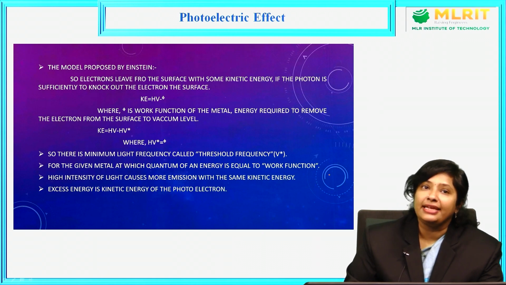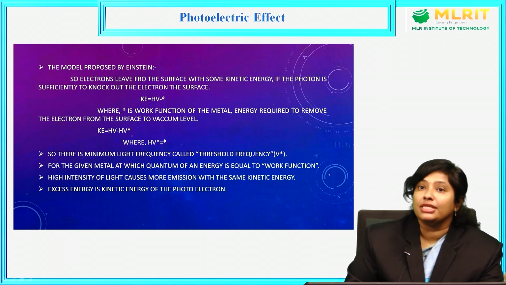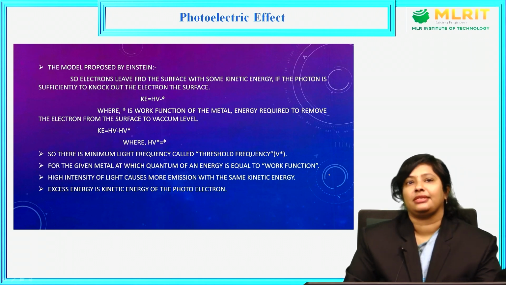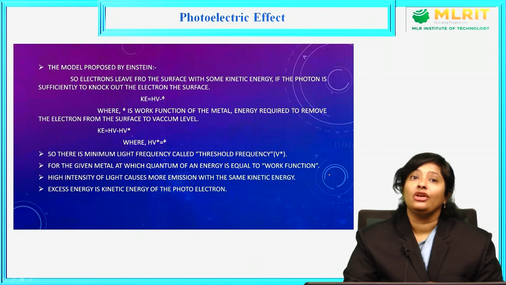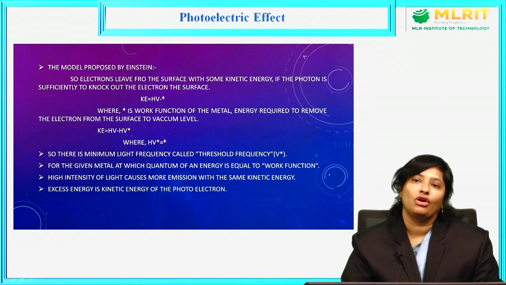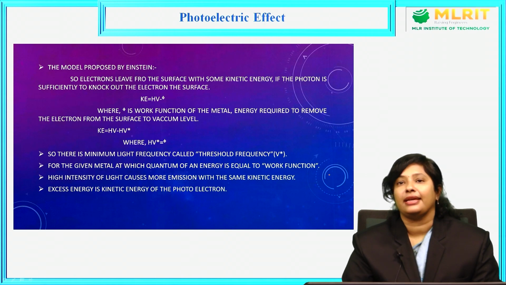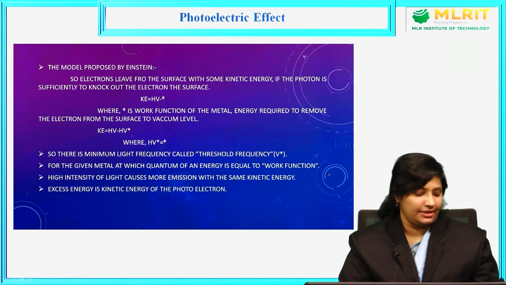Next, a high intensity of light wave causes more emission. For the same amount of kinetic energy, more electrons are emitted for a high intensity of light. Next, the excess energy is the kinetic energy of the photoelectrons. What are photoelectrons? The electrons emitted from a metal surface are called photoelectrons. These emitted electrons carry some amount of energy. That energy is maximum, and that energy is termed kinetic energy according to Einstein.